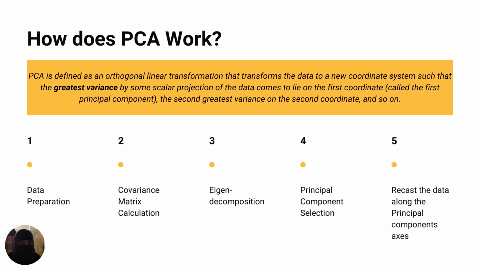Recast the data along the principal components axes. In this step, which is the last one, the aim is to use the feature vector formed using eigenvectors of the covariance matrix to reorient the data from the original axes to the ones represented by the principal components. The number of principal components chosen determines the dimensionality of the reduced dataset.